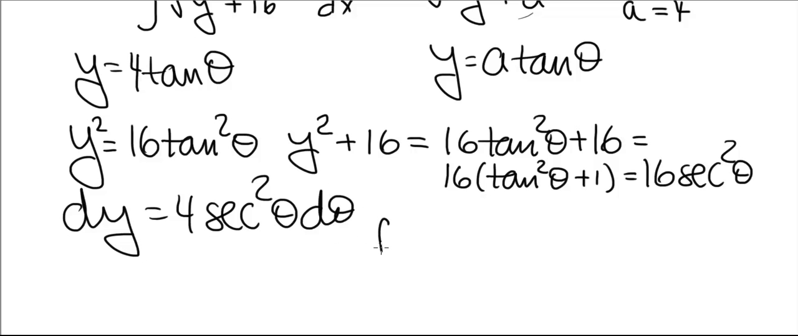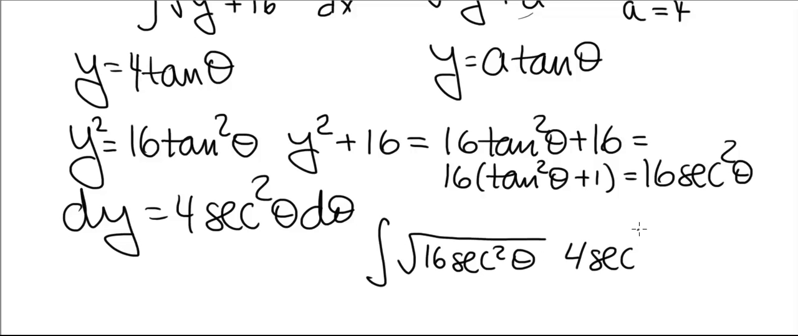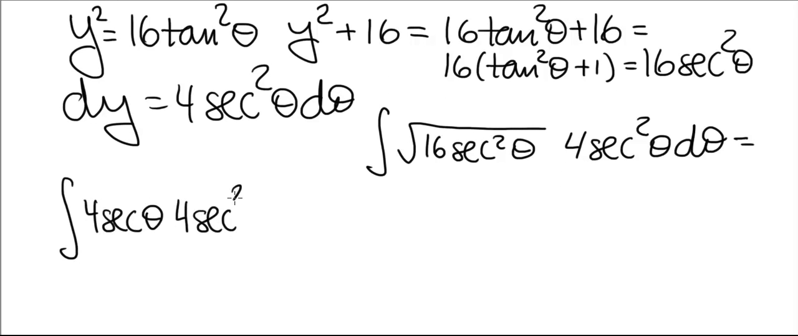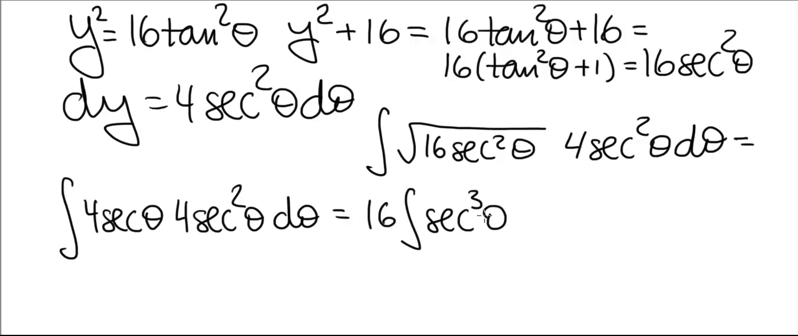Let's plug that back into the integral. The radical had y squared plus 16. It now has 16 times secant squared of theta. And then we had dy, which is 4 secant squared theta d theta. Assuming that the square root of secant squared is secant, this is equal to the integral of 4 secant theta times 4 secant squared theta d theta, which is 16 times the integral of secant cubed theta.